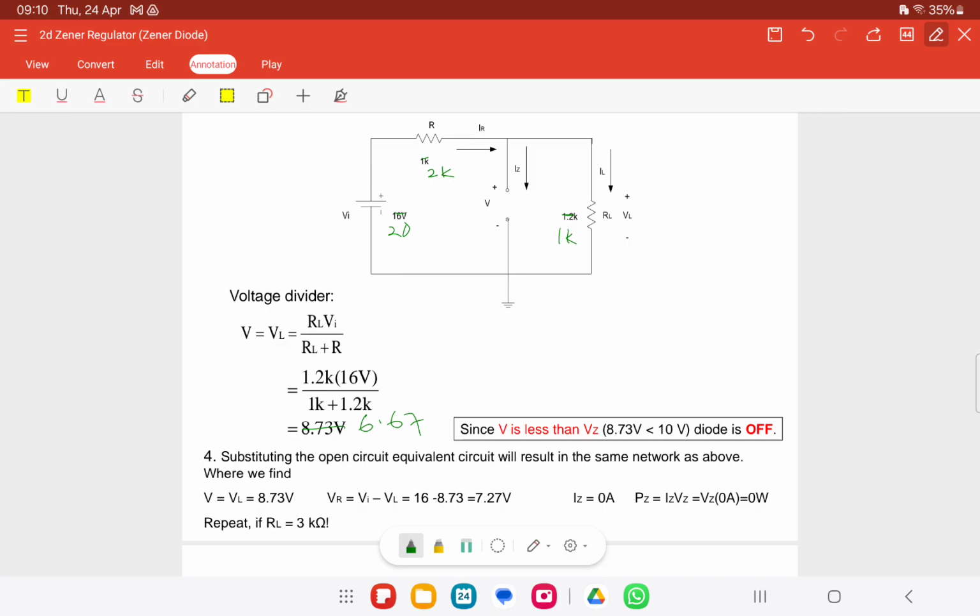Okay, if we change the RL to 4, what do we get? So it is on. Okay. So the second one, change the resistor to 4K. And then you can proceed because the condition is on.